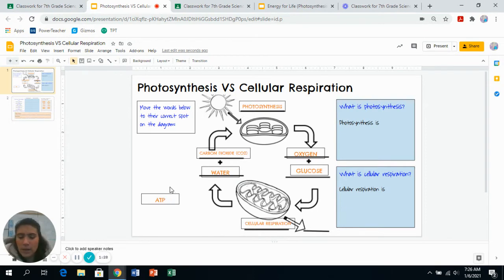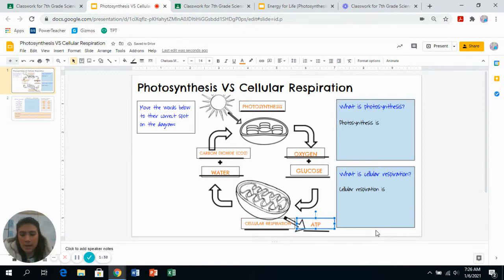We also sweat. And then we also have this ATP here, which is our energy that creates the power for our bodies to function. So that goes into our cells, and that gives us the energy that we need for daily function. So what we are going to do, we need to find the definition for photosynthesis.